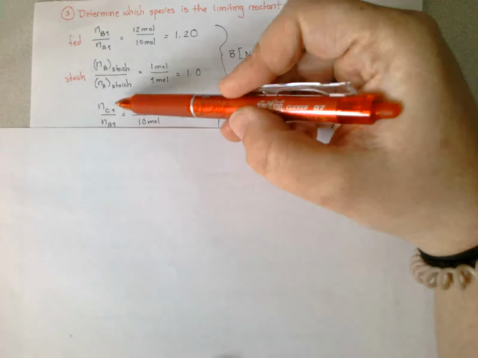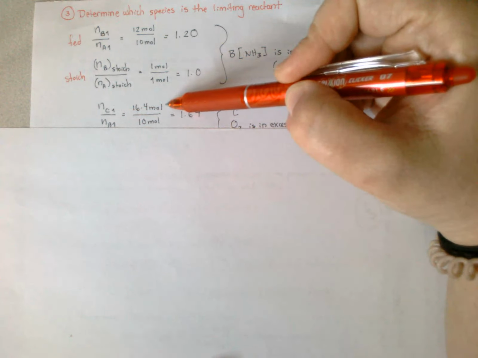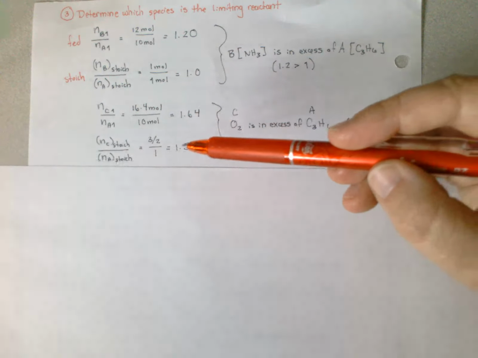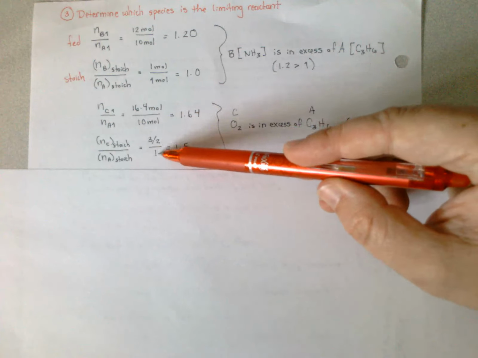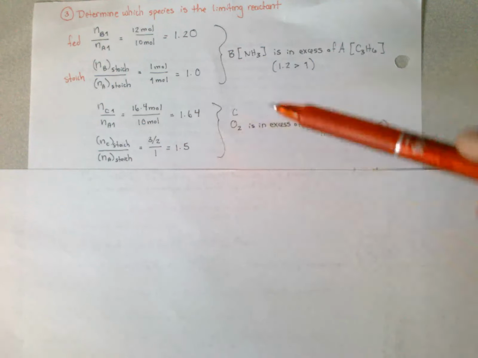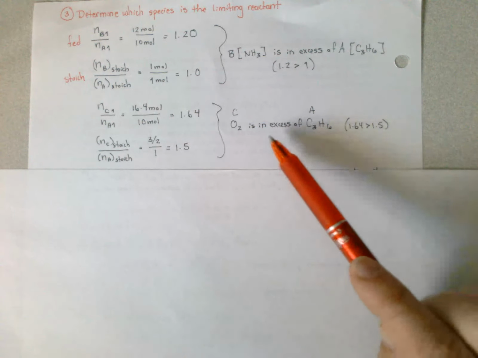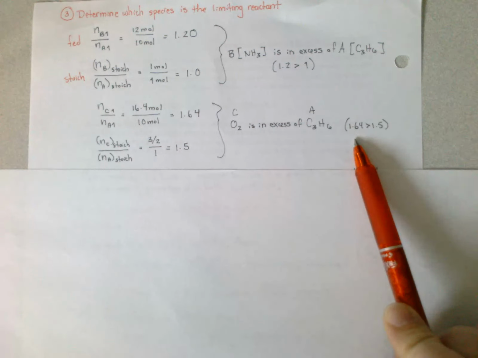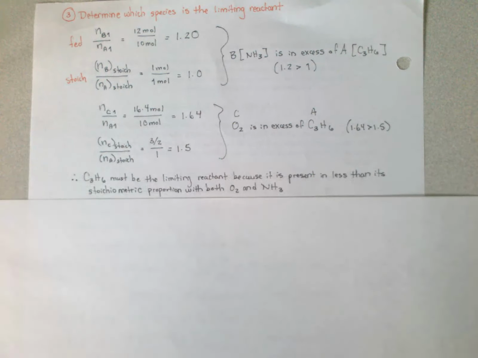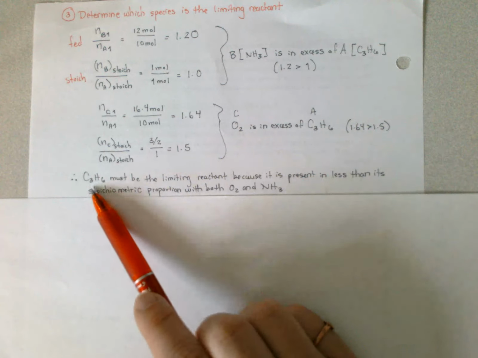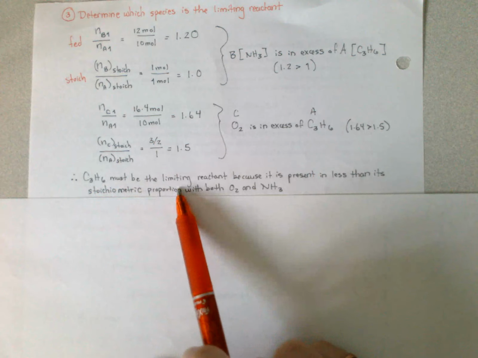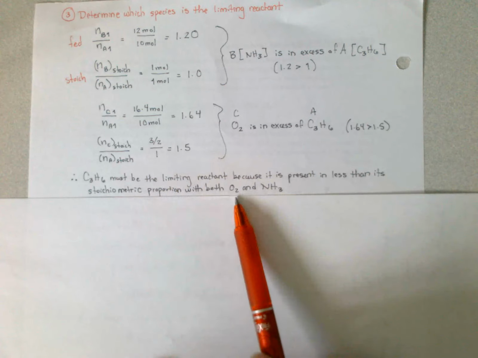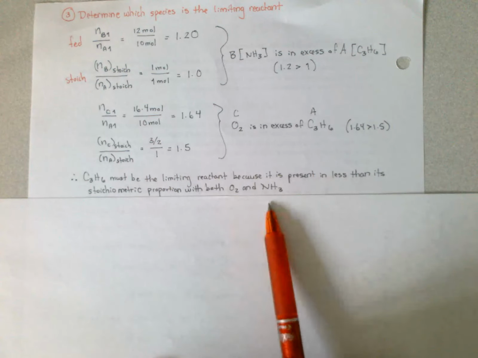So if we come on down here and we say, well, oxygen, which is C, has 16.4 moles to start, and A only has 10, so we have 1.64 being fed. But if we look at the stoichiometric coefficients, we have 3 halves divided by 1, which is 1.5. So what that's going to mean here is C is in excess of A, which means that O2 is in excess of C3H6 because 1.64 is greater than 1.5. So what this is going to mean for us is that as we go forward for any of our calculations, C3H6 must be the limiting reactant because it's present in less than its stoichiometric proportion compared to both O2 and NH3. So that's really, really critical.